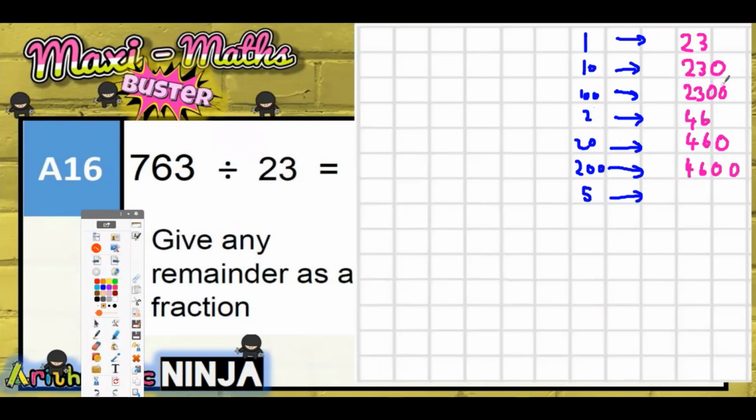And 5 lots is half of 10 lots. So if 10 lots is 230, 5 lots is half of 230. Half of 200 is 100. Half of 30 is 15, so it would be 115.